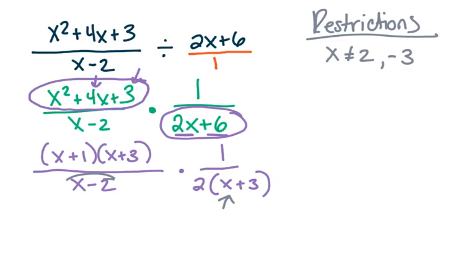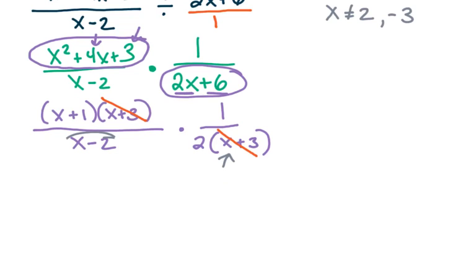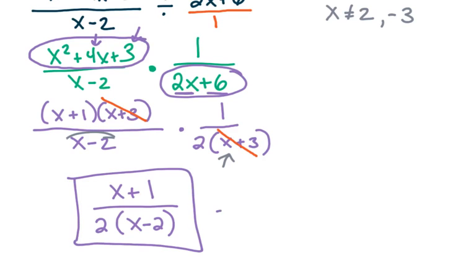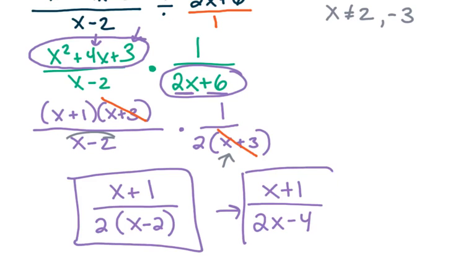And then I can cross out anything that's in the numerator and the denominator, so x plus 3 and x plus 3 are gone. And then I have x plus 1 left over, and then over 2 times x minus 2. This is a perfectly acceptable answer, or you could distribute the 2 on the bottom. Either one of those is acceptable.